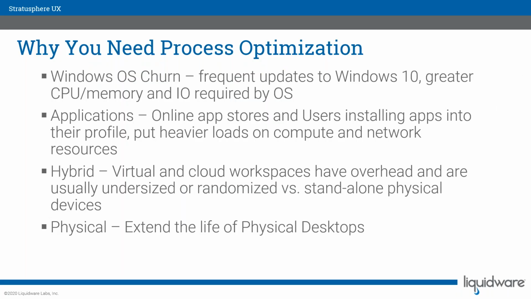So why do we need process optimization? Think about Windows OS churn. How many versions of Windows are out there? How effective are they? What new features, Cortana, different things that are running inside of Windows that Microsoft keeps bringing to the market, and they're doing this to help us optimize and give us new features and things like that.